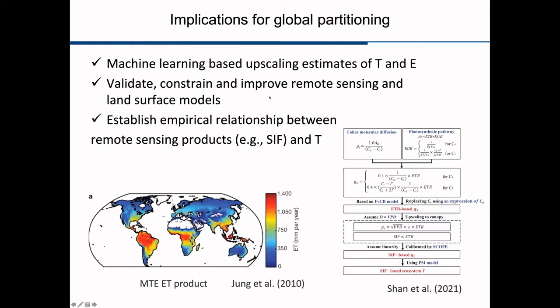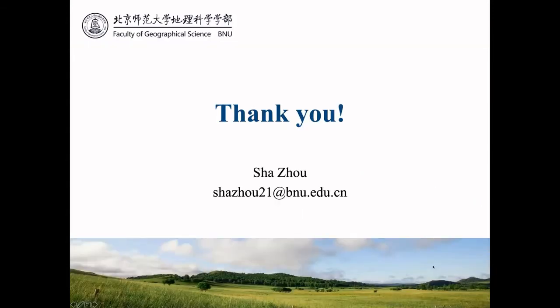Remote sensing observations, such as solar-induced fluorescence, SIF, may also be used to monitor transpiration by establishing the empirical relationship between SIF and canopy transpiration. So that's all for my presentation. Thank you all.